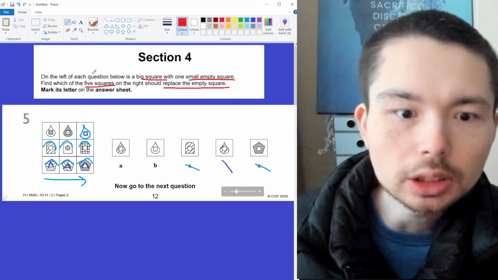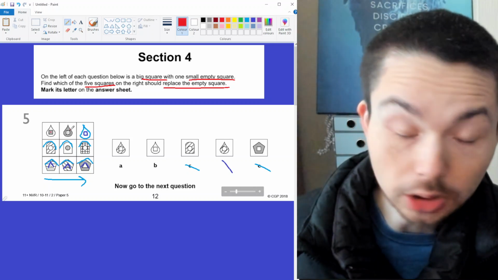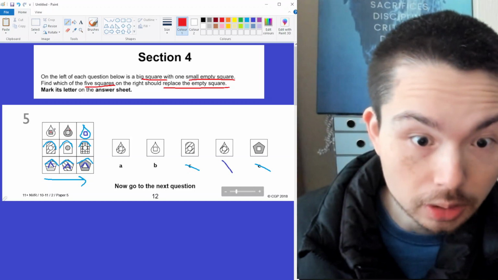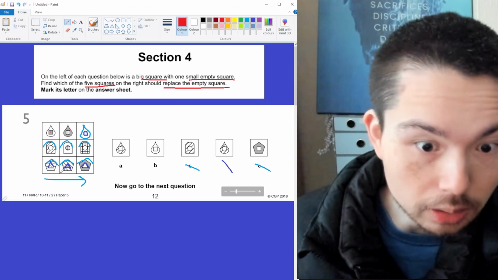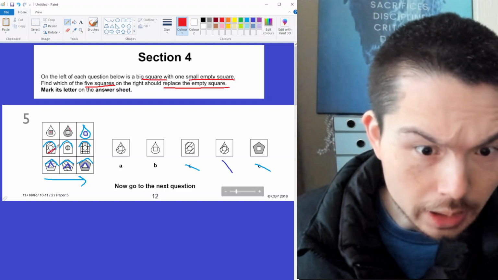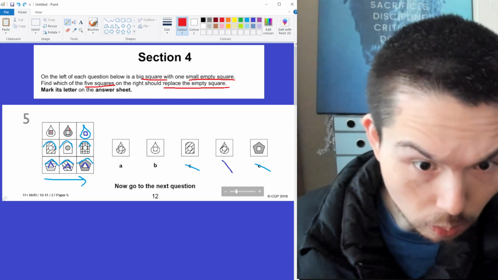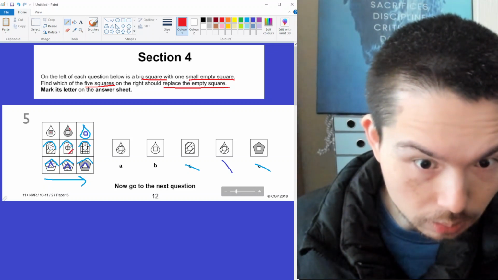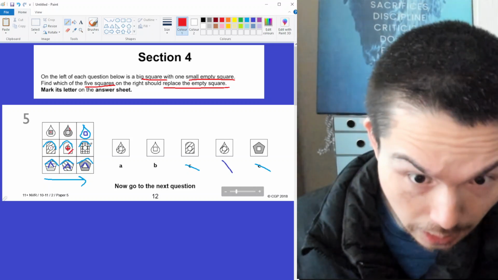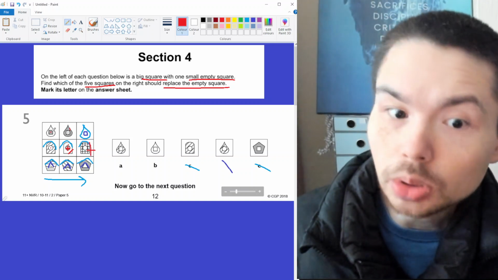Here is the final feature. Look at the color change. That's what we haven't spoken about yet. Grey inside, grey outside. Look at here. Lined. White inside, white outside. Hash inside, hash outside.